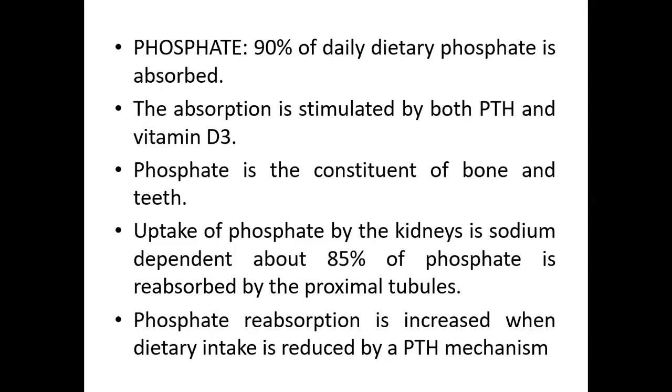Basically, what happens under normal circumstances? When is parathyroid hormone released? When you have hypocalcemia, right? So, under normal circumstances, as far as the kidney is concerned, under the influence of PTH, calcium is reabsorbed and phosphate is excreted out. Normally, this is how PTH works. But only when dietary intake of phosphate is less, then by a PTH mechanism, reabsorption of phosphate from the kidney also increases.